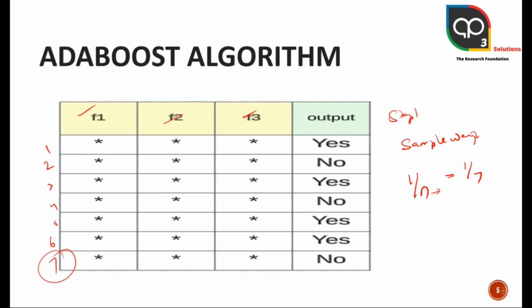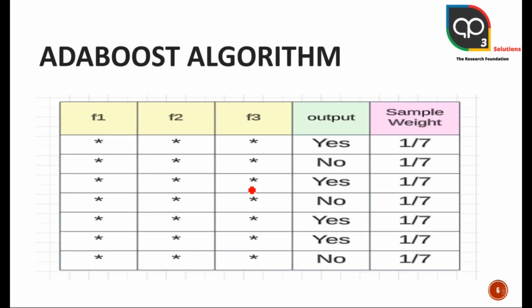In this step, we create our base learner, which we need to create sequentially with the help of a decision tree. Kindly observe, initially all the records will be assigned the same weight, that is 1 by n. As we have 7 records here, each has the same sample weight.